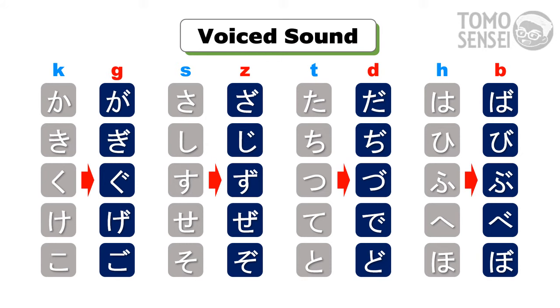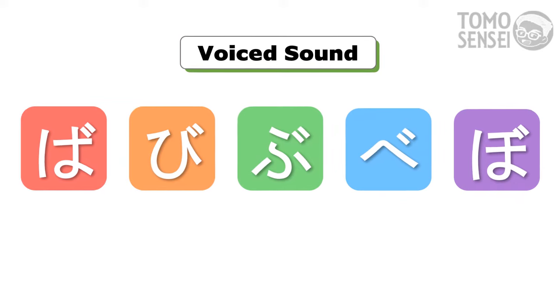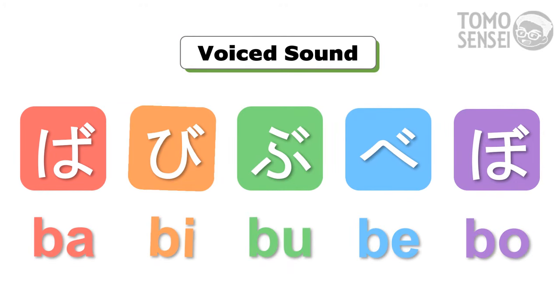The last one. Let's practice to read ba column. ば、び、ぶ、べ、ぼ。Repeat after me. ば、び、ぶ、べ、ぼ。Very good. Let's get into P sound next.